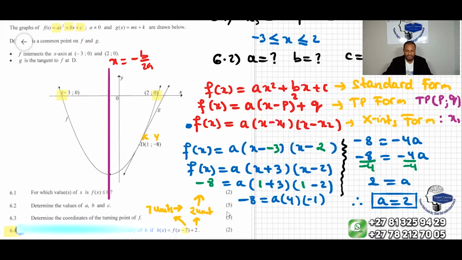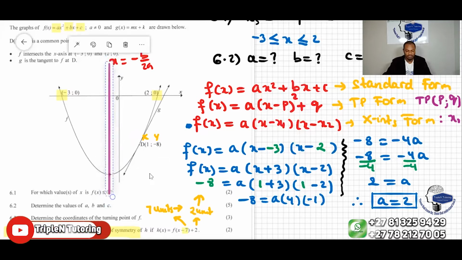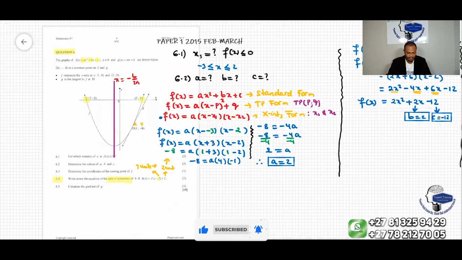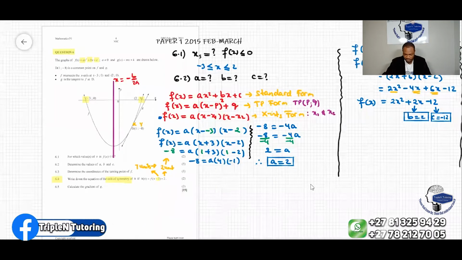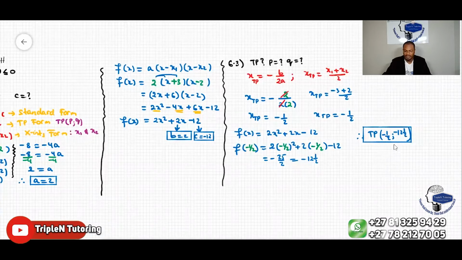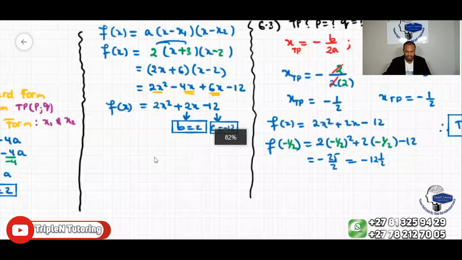Now, remember the axis of symmetry. The axis of symmetry of the parabola is just a vertical line that passes through the turning point. Actually, this line we draw here. Now the turning point will no longer be at this point. We found the turning point was -1/2 and -12.5. If I zoom in to see the turning point, yes, here was the turning point, -1/2, -12.5. Okay, so we can zoom back.